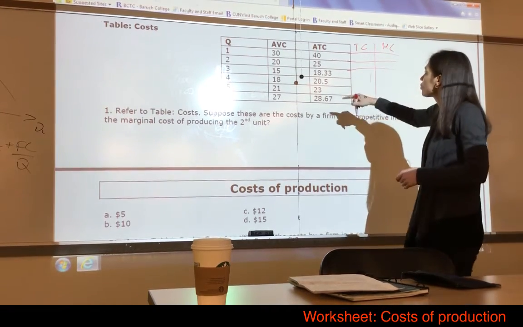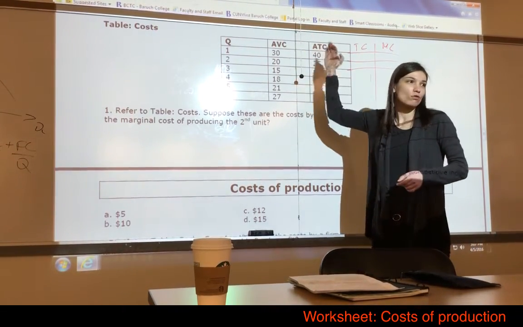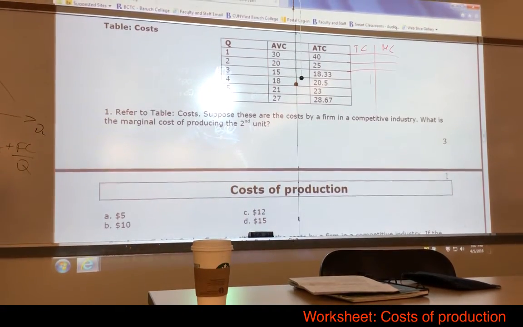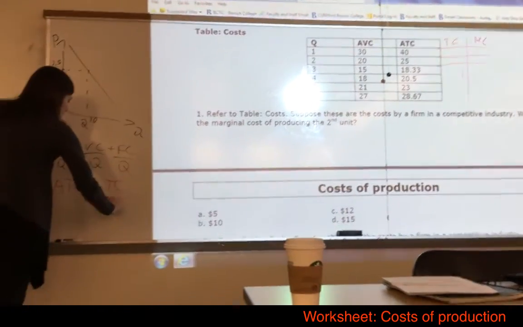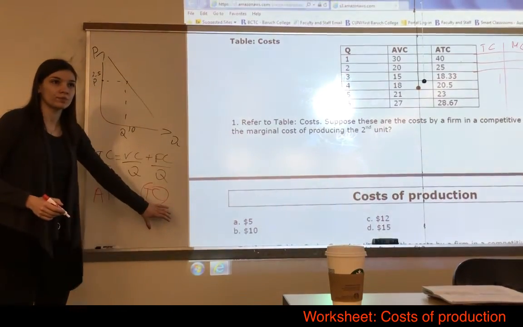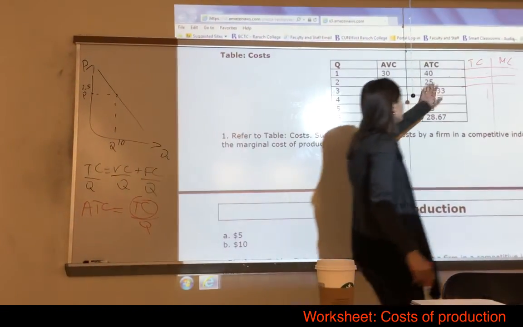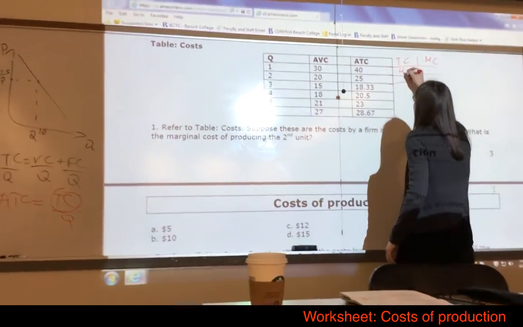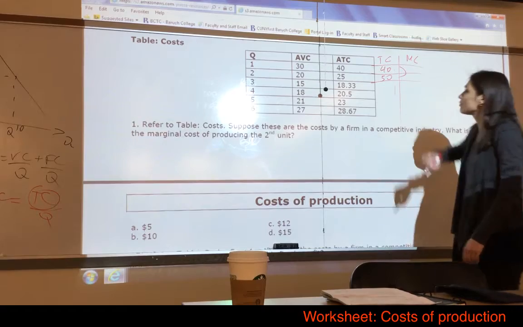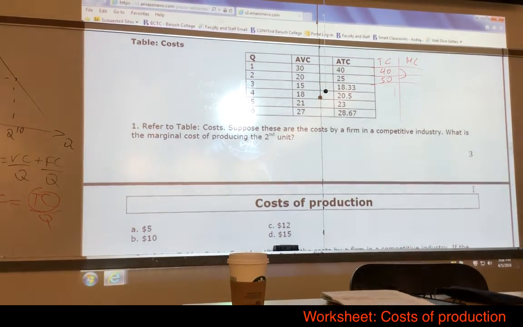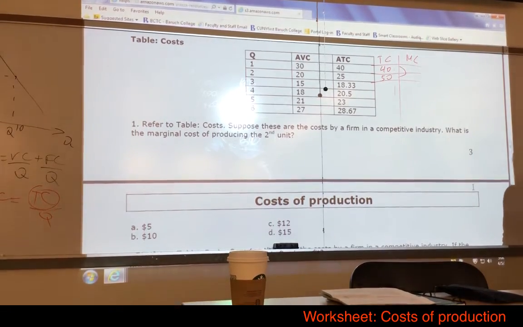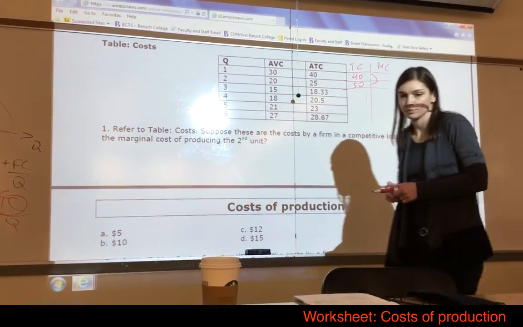Alright? So what's total cost? Well, we know the average at each quantity. From the formula, average total cost equals total cost divided by Q. If you solve for total cost, it's just average total cost times Q. So 40 times 1, 25 times 2. So the marginal cost of the second unit, there you go. And that's why I said it's important to make the distinction between total and average for all these costs.